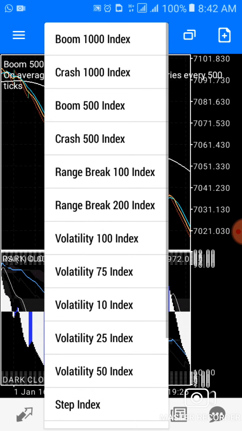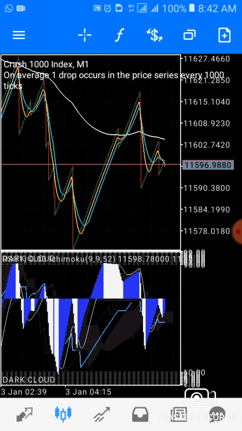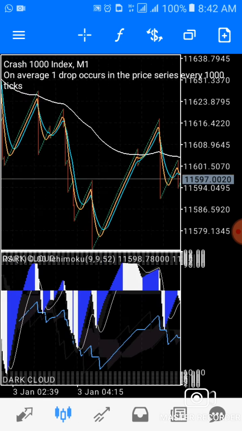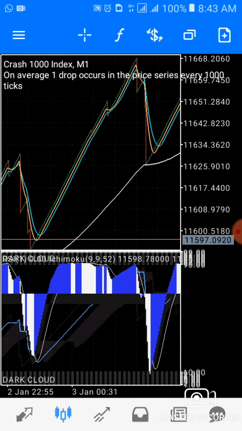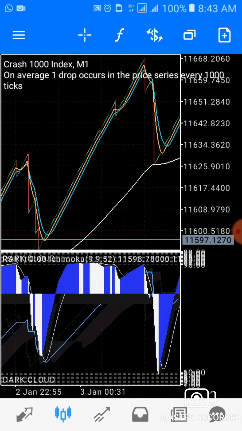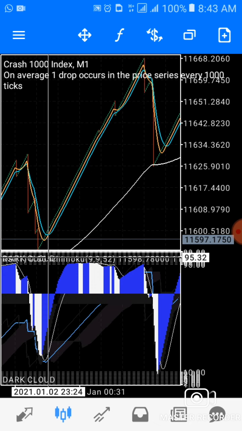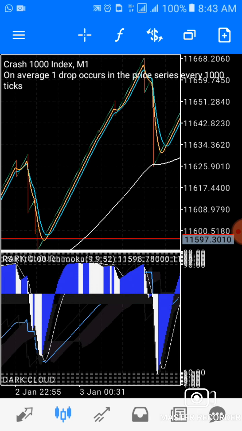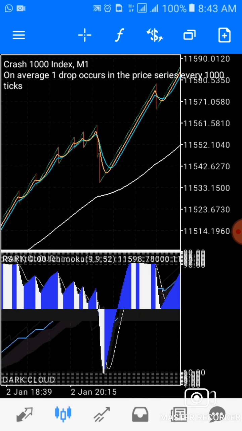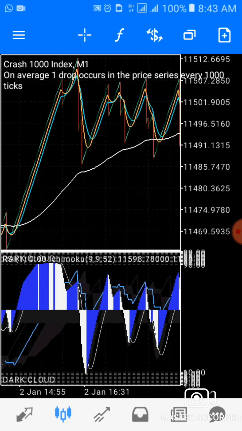Let's see for Crash, maybe Crash 1000. Then you can see what we have here. We have another confirmation here. This does not touch our clouds, but as an experienced trader, I could have taken this trade because I have experience of this strategy. But for you, don't, because you still have to master this before you start taking those kinds of trades. So just be patient.